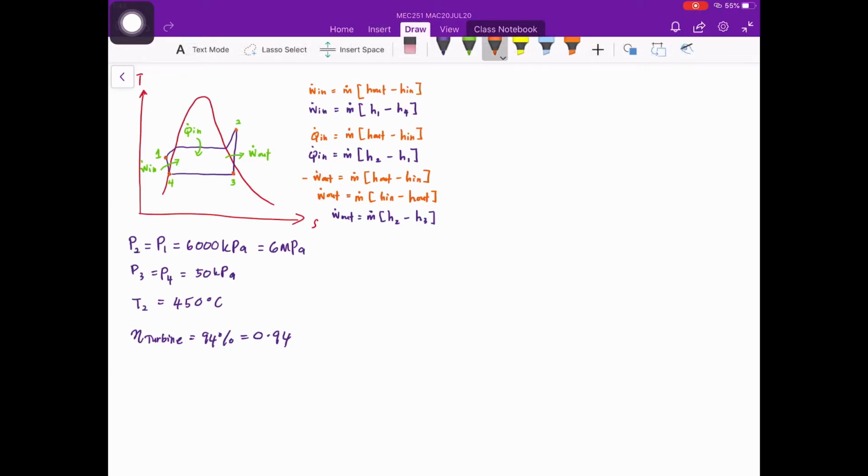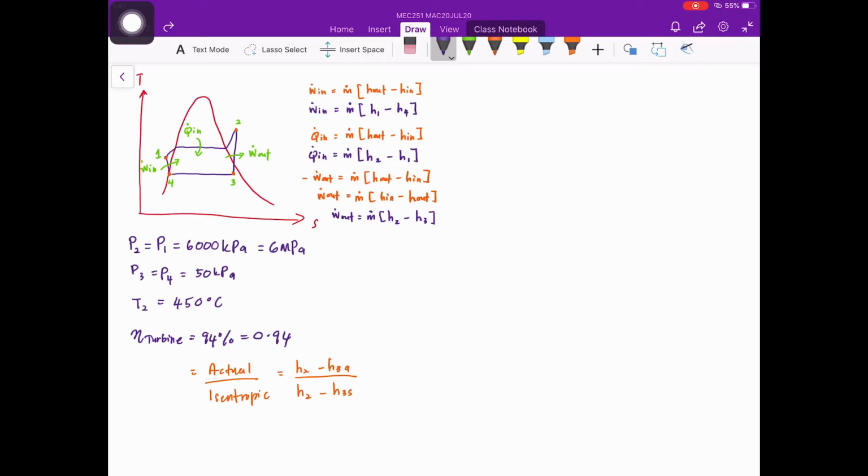Note that the isentropic efficiency for the turbine is given by the actual divided by the isentropic process. So by using the value for the isentropic efficiencies given, we can find the values for the enthalpy at state 3 for the actual case.